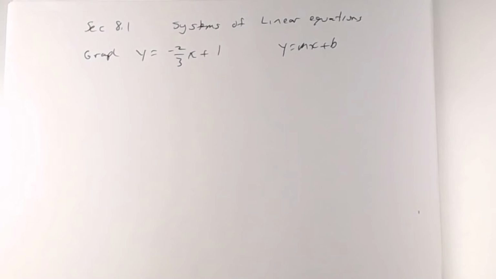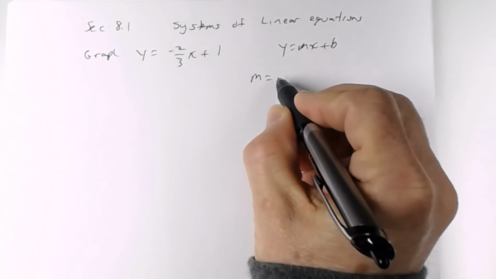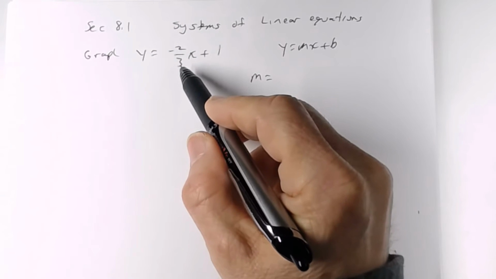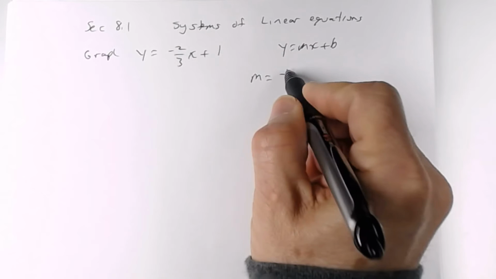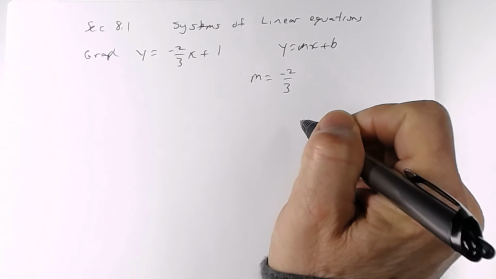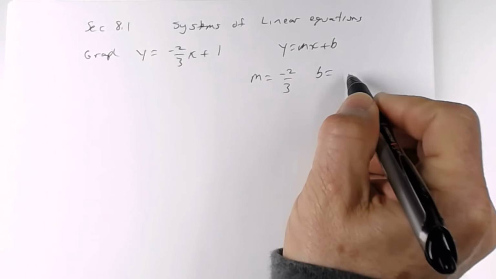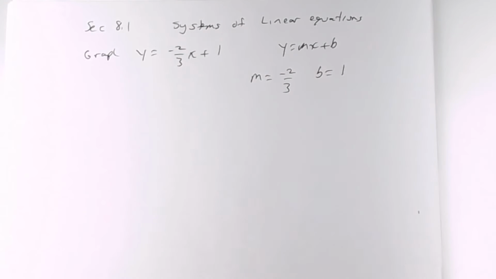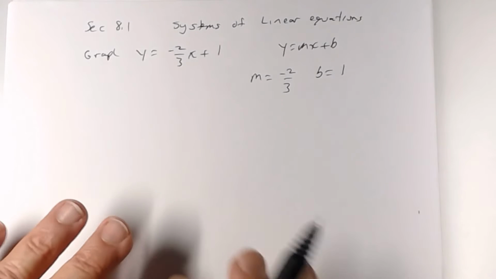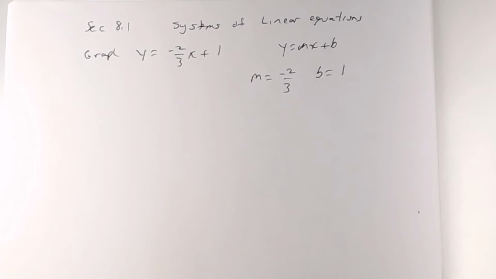So based on that information, what is the slope of this line? Negative 2/3. That's what you're multiplying x by. What is the y-intercept? What is b? 1. So remember, b is your y-intercept. That's where the graph crosses the y-axis. And so what you did was this. The other thing you did was use a t-table. But most people keep forgetting about slope-intercept form, so that's why I'm kind of talking about that.